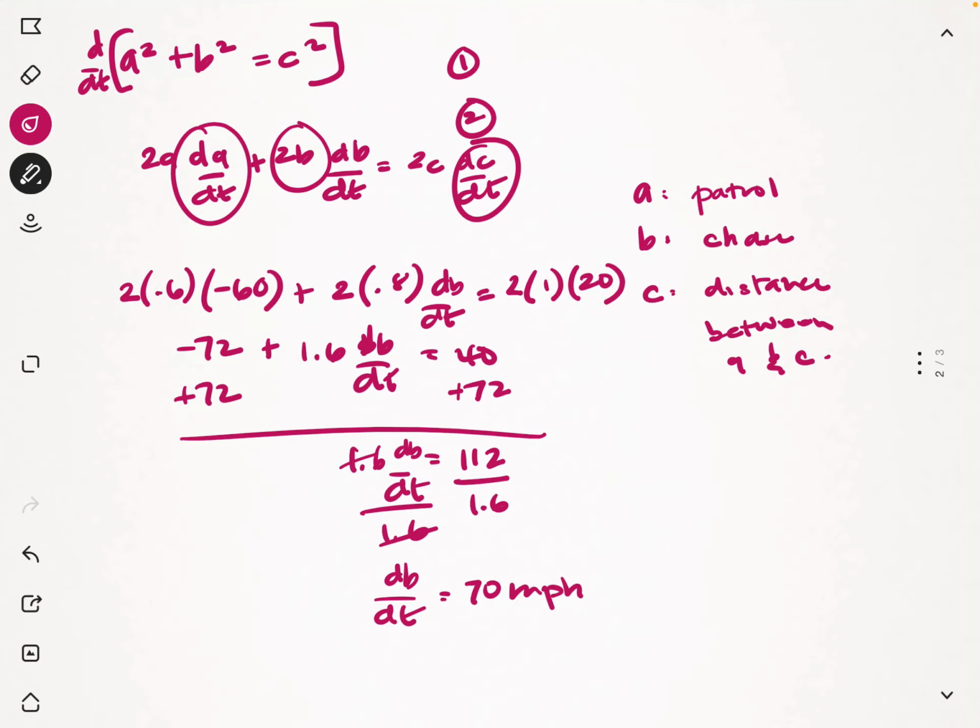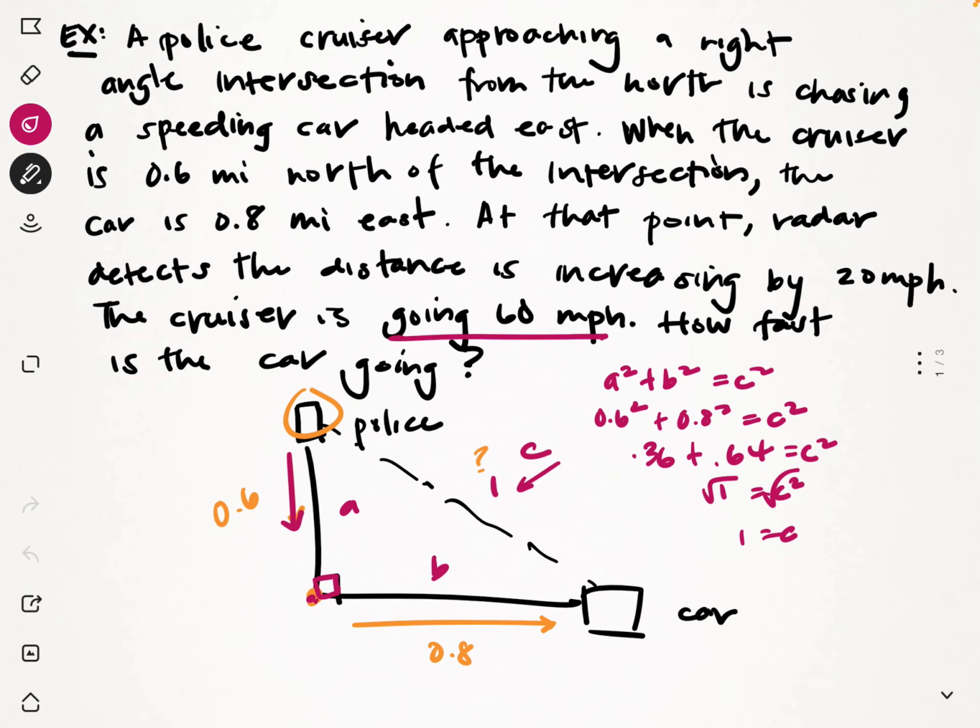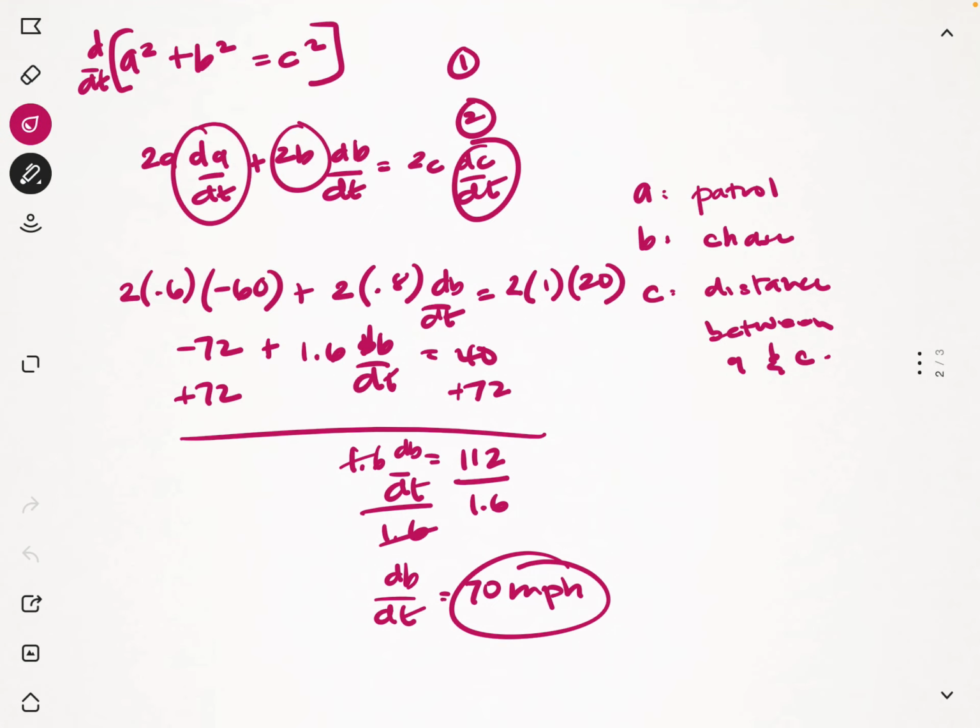And just checking it, it makes sense. The distance between the two cars is increasing, so the chase car has got to be going faster than the police car, which is going at 60 miles an hour. So it's always good, at the very end, to take a look at it and say, does this seem reasonable? Does this seem plausible? And if it is, then we should be comfortable with our answer.